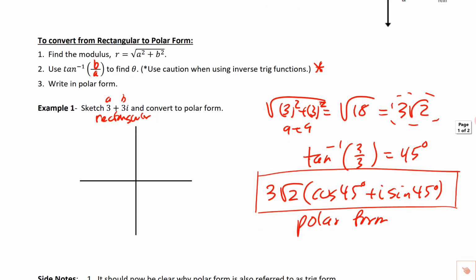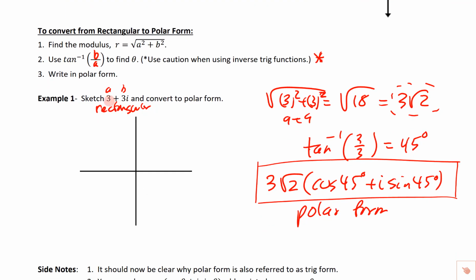So let's visualize what's going on here, because this is the number 3 plus 3i. Again, here's the real part, here's the imaginary. So I'm going to go 1, 2, 3, 1, 2, 3, and we're going to put a point right here. This is 3. This is also 3.